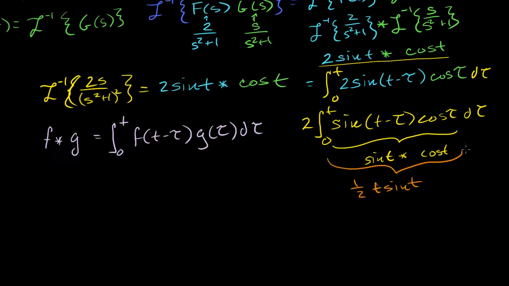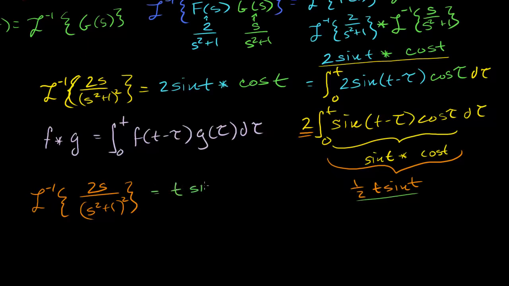Now, if this thing is equal to 1/2 t sine of t, and I have to multiply it by 2, then we get our big result that the inverse Laplace transform of 2s over s squared plus 1 squared is equal to the convolution of 2 sine of t with cosine of t, which is just 2 times this thing here, which is 2 times 1/2. Those cancel out, so it equals t sine of t.